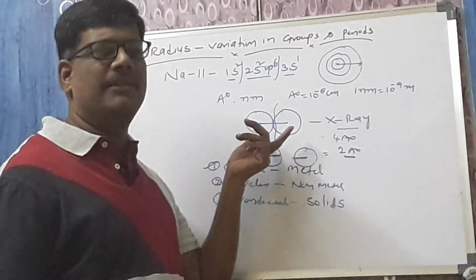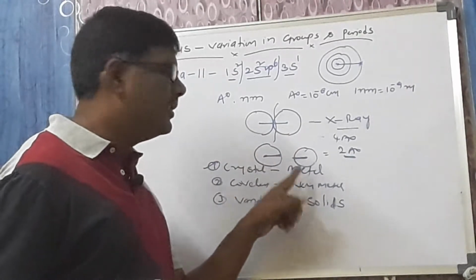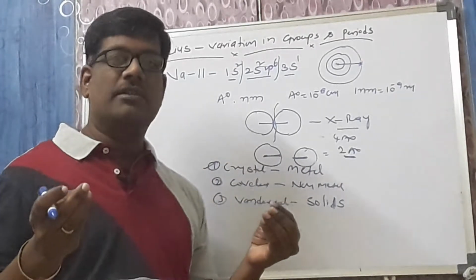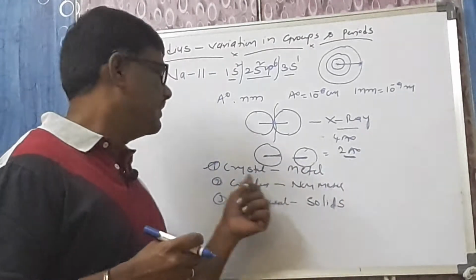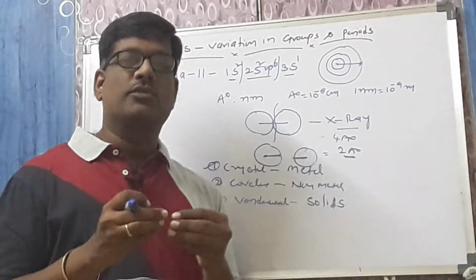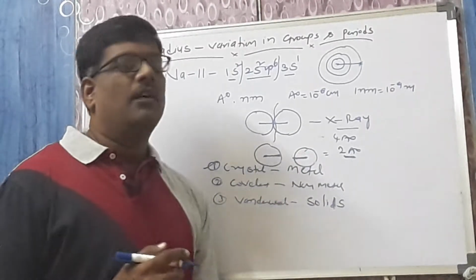How to calculate these? Same thing. Half of the internuclear distance between two adjacent metals is called the crystal radius. Half of the internuclear distance between two adjacent non-metals is called the covalent radius. Half of the internuclear distance between two solids is called the van der Waals radius.